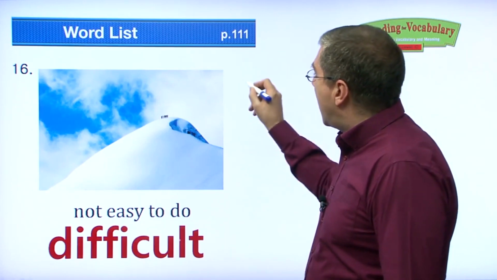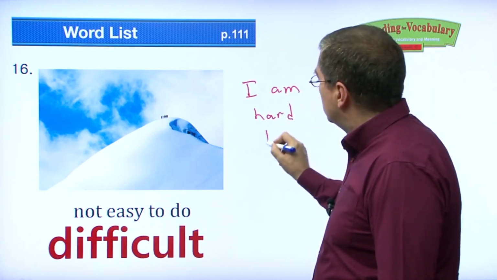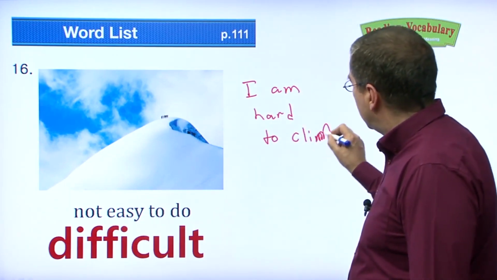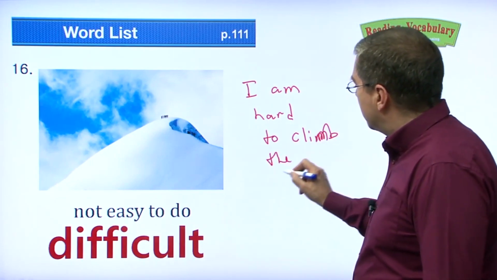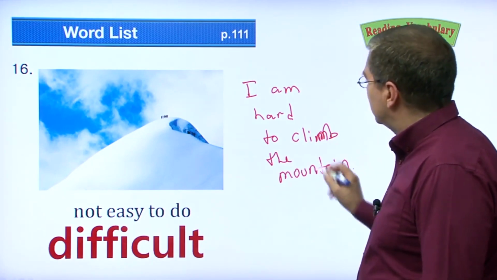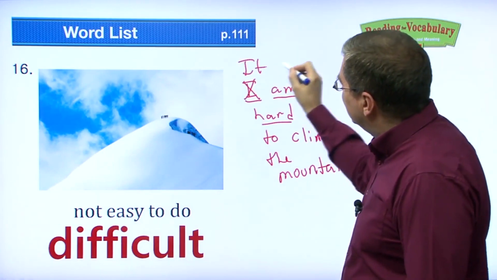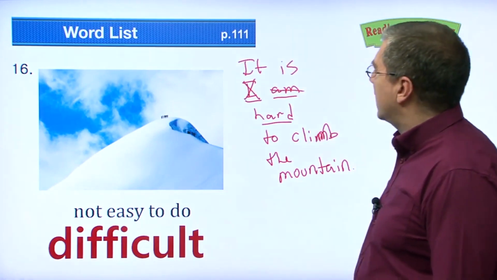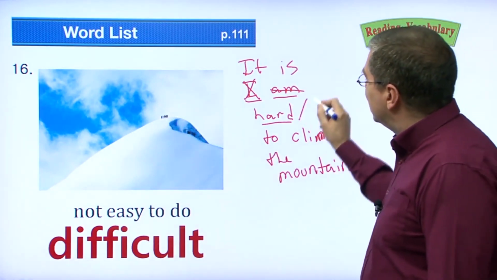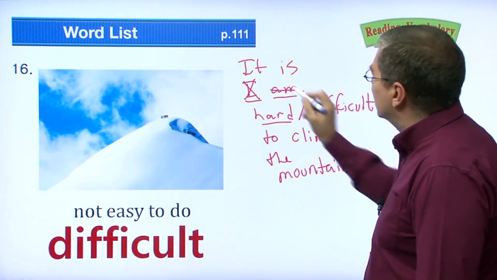Do not say, I am hard to climb the mountain. Whoops. Climb, that's M. Climb the mountain. Don't say that. This is Konglish. Many students say this. I am hard. No, not I. It. It is. Don't say I am hard. Say it is hard. It's hard to climb the mountain. Or it's difficult to climb the mountain. Okay? But please stop saying this.